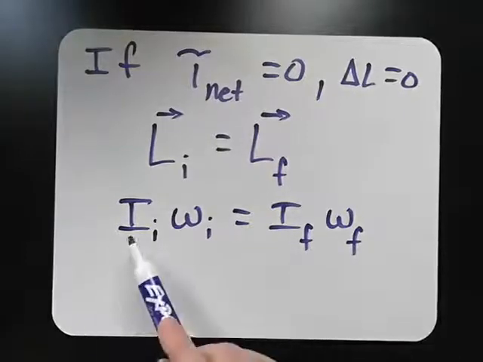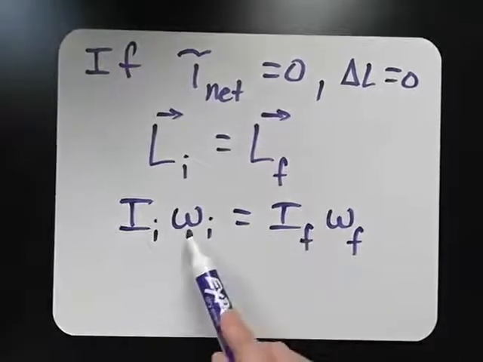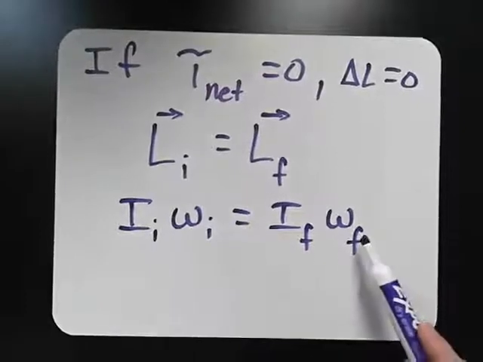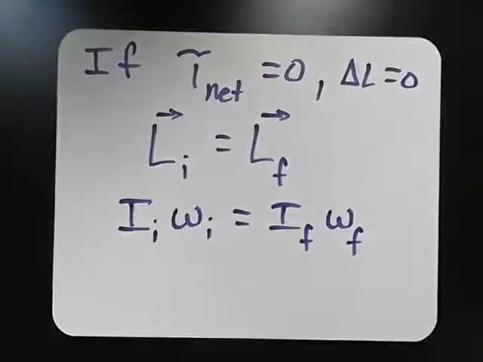Or you could go the other way. You could make your moment of inertia get smaller, and then your angular speed gets larger. So this is why if you bring your arms in when you're spinning, you'll go faster. If you put your arms out, you'll go slower. I was going to demonstrate this for you guys. I linked some videos that demonstrated it. But try it out yourself.